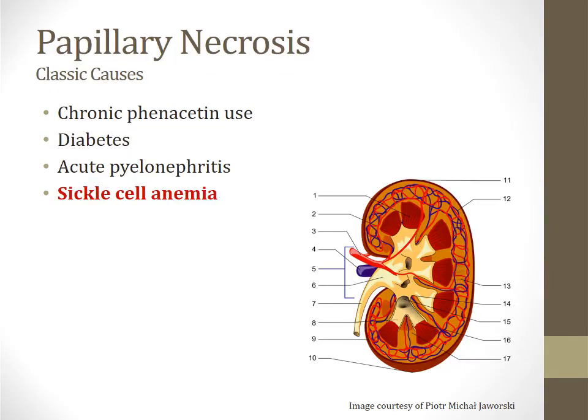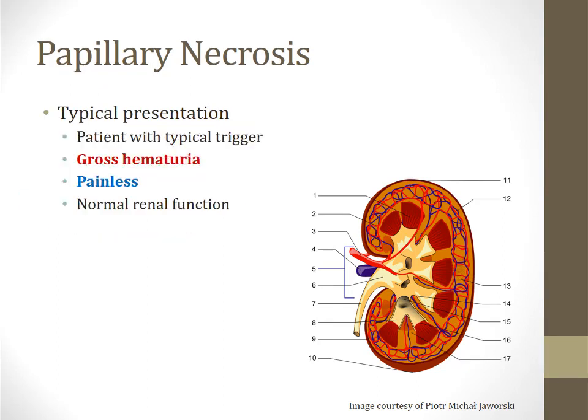Some of the classic causes are shown on the slide here. Phenacetin is a drug no longer on the market. It used to be used for pain control, but it led to some tumors and kidney failure. Tylenol is a phenacetin derivative, which is still used today. Diabetes can also cause this. This can be a consequence of acute pyelonephritis. And then finally, the most important cause to remember in terms of your boards is sickle cell anemia. This often leads to papillary necrosis. So the typical presentation is a patient with one of the typical triggers, gross hematuria that is painless, and normal renal function. This is papillary necrosis.